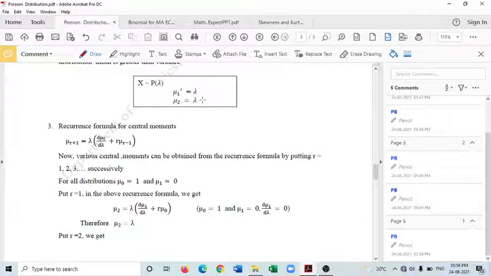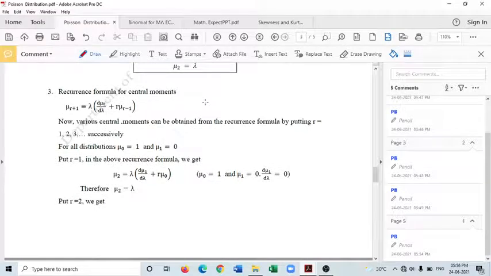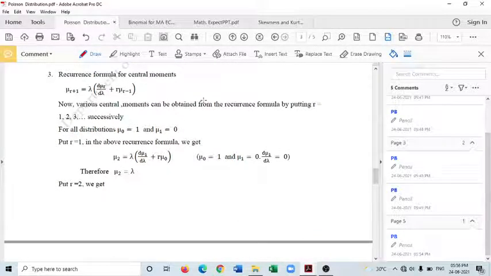We already found the first raw moment mu1 dash as lambda and the second central moment mu2 as lambda. So mu1 is 0, that is the first central moment. First raw moment mu1 dash is lambda. When we list the central moments, mu1 is 0, mu2 is lambda. So next our interest is to get the higher order central moments like mu3, mu4, etc. For that we have a recurrence formula to recur the central moments of Poisson distribution.